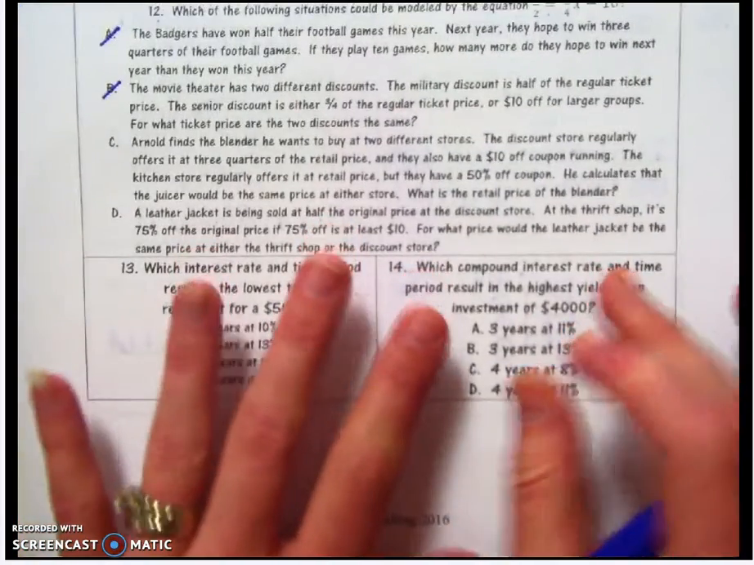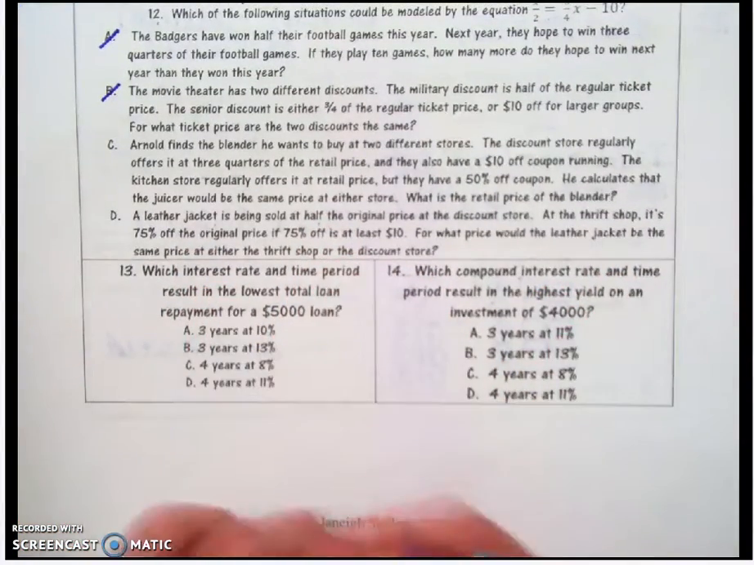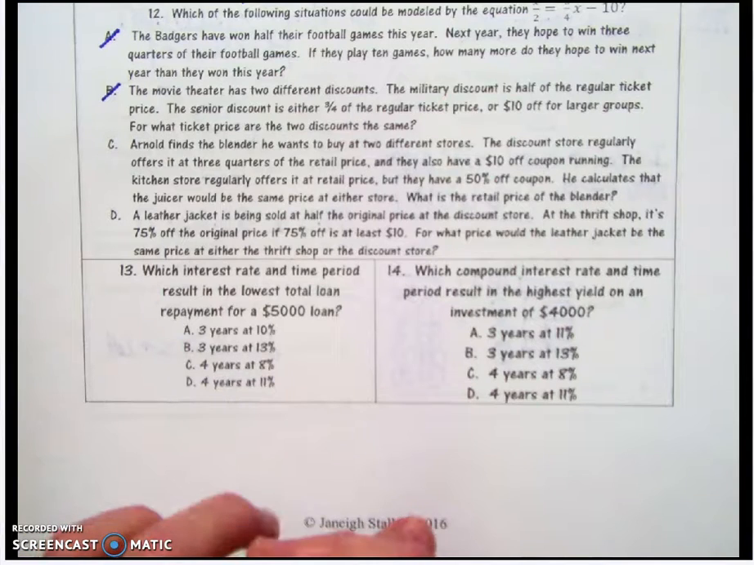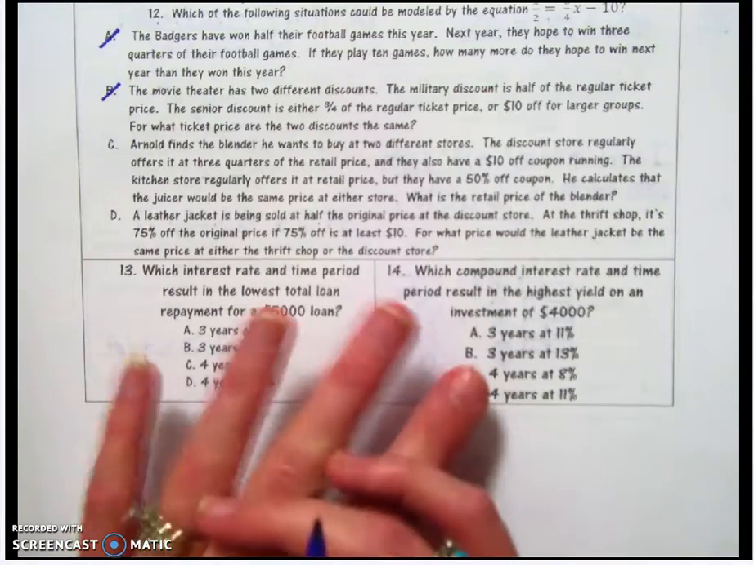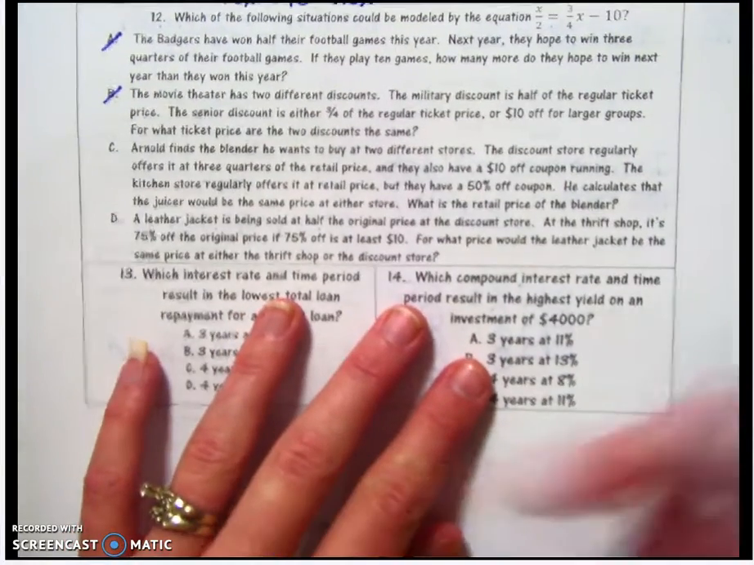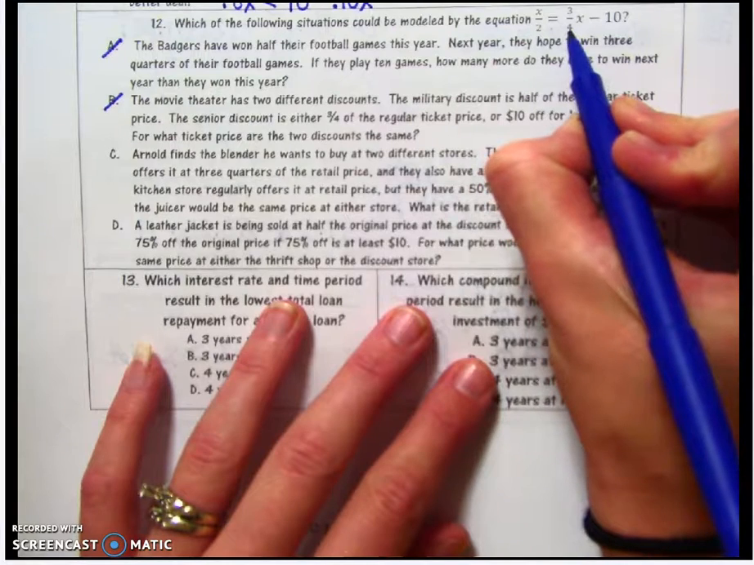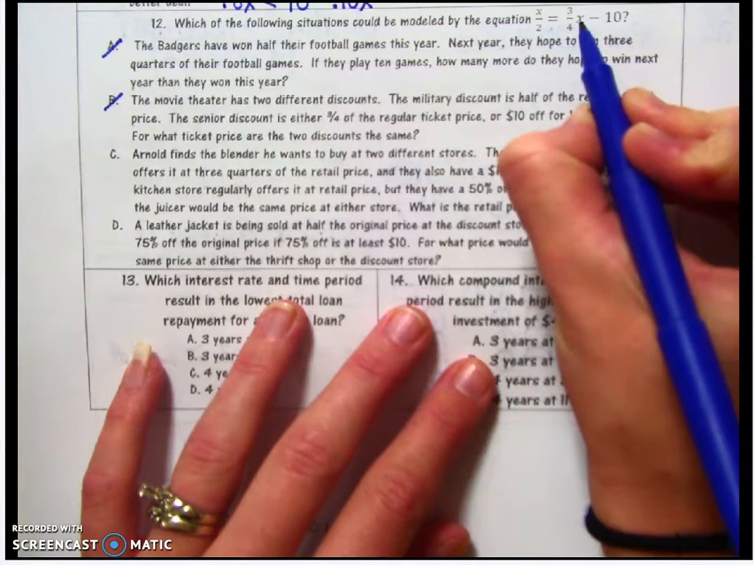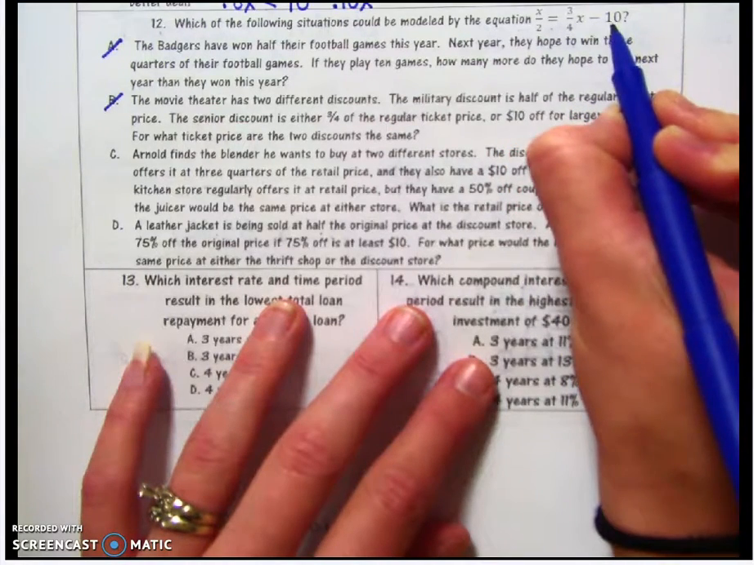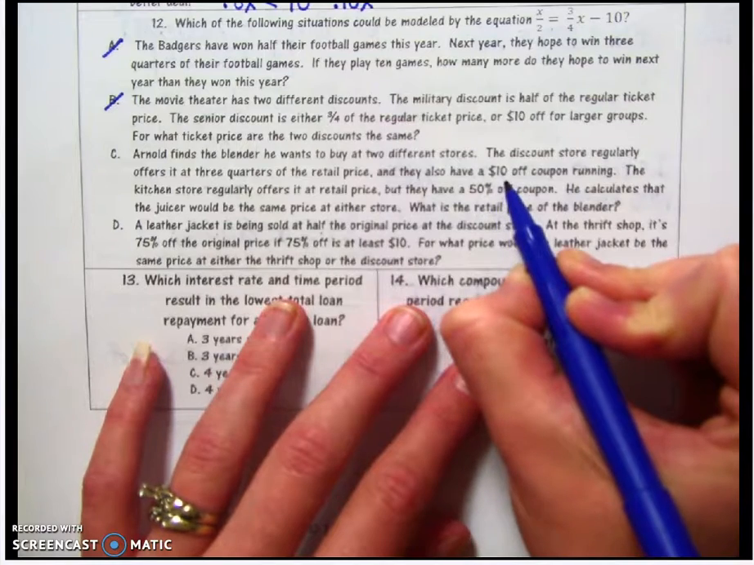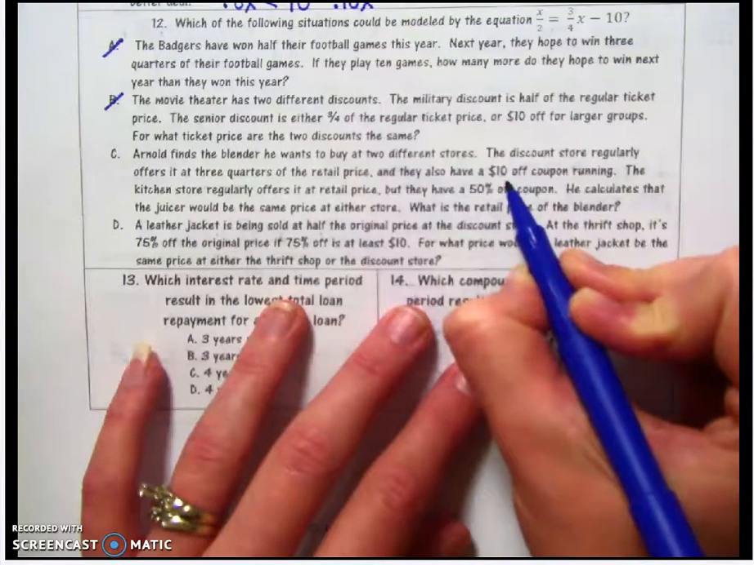All right, C, Arnold finds the blender he wants to buy at 2 different stores. The discount store regularly offers it at 3/4 of retail price, and they also have a $10 off coupon running. So 3/4 of the retail price, so x has got to be the original price, and then minus an additional $10. So this is correct for half of my equation.